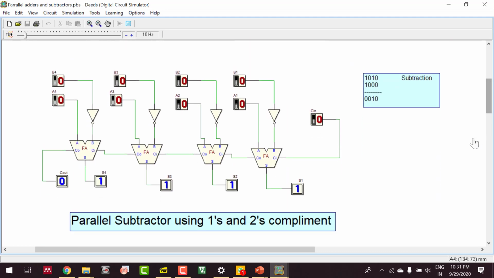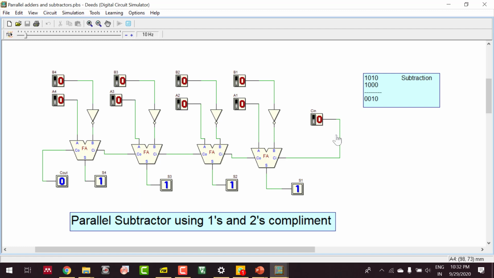In the parallel subtractor, it is the same as your addition circuit, the only difference is I have placed inverters for the B bits, because when you want to do A minus B, your B bit is supposed to be complemented for 1's complement addition or 2's complement addition. So if I want to do 1's complement addition, that means you are going to do A minus B using 1's complement addition.